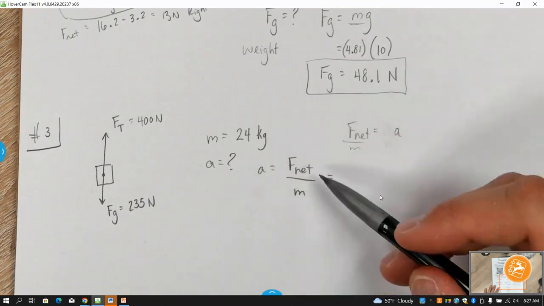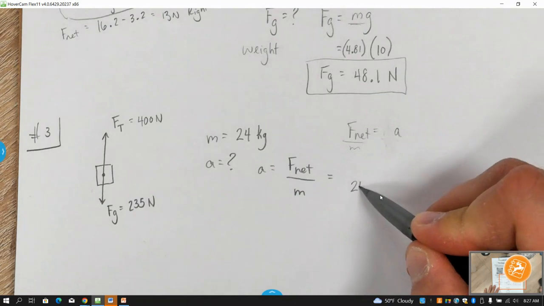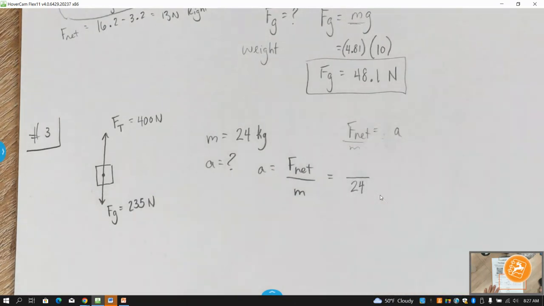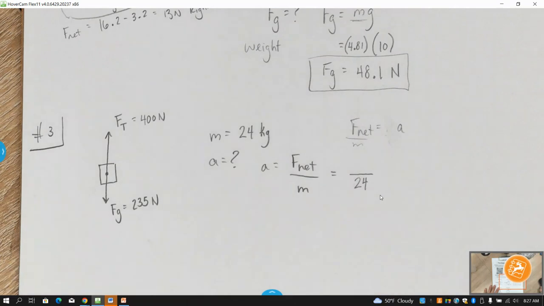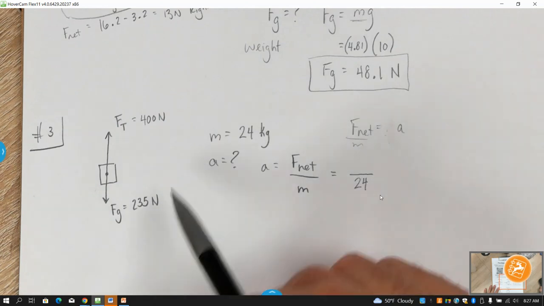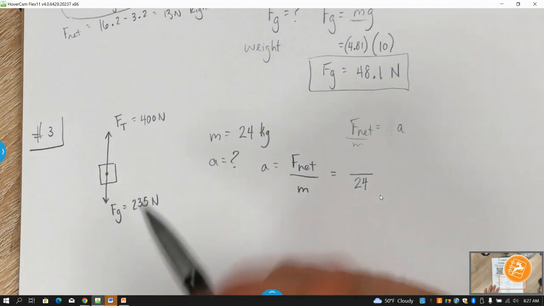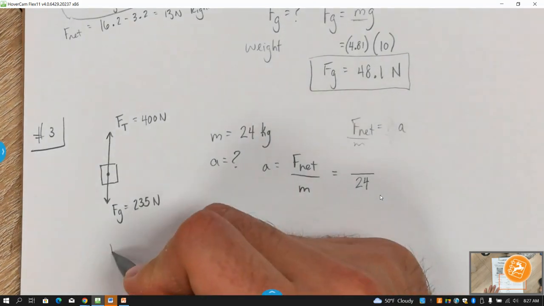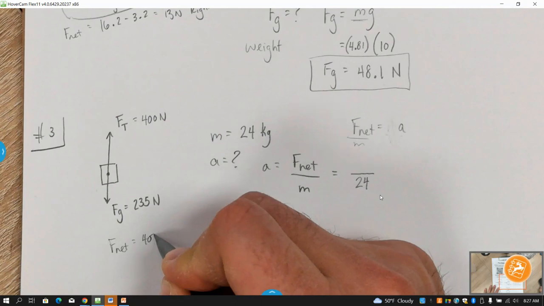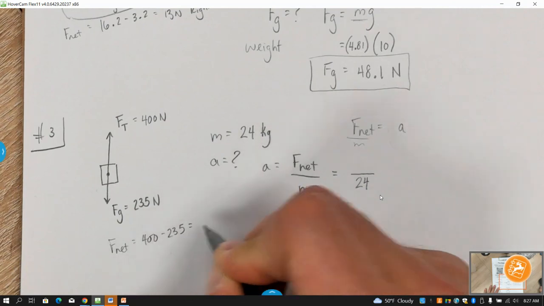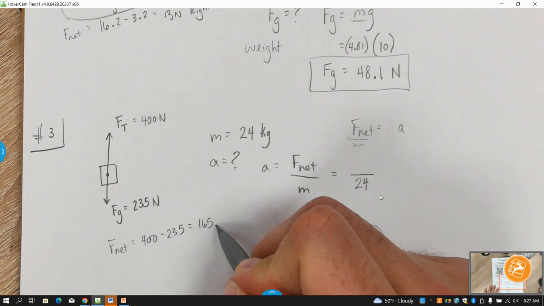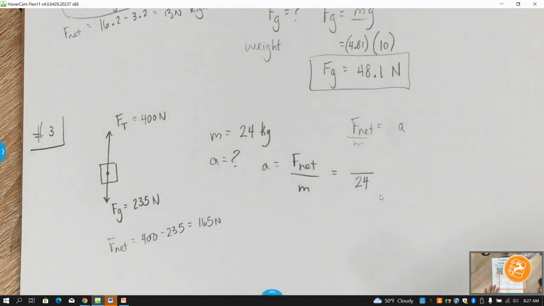Do we have any of those values right now? Yes, we do. We have the mass of 24. So what don't we have? F net. So how do we do that? There were no other force vectors added here, so you have only these two forces. You have tension going up and gravity, his weight, pulling down. So we're going to subtract them since the forces are in the opposite direction. So F net would be 400 minus 235, which comes out to be 165 newtons. And in what direction is the net force, guys?